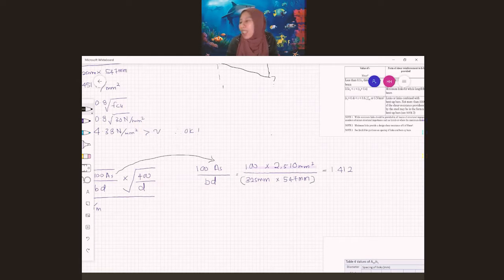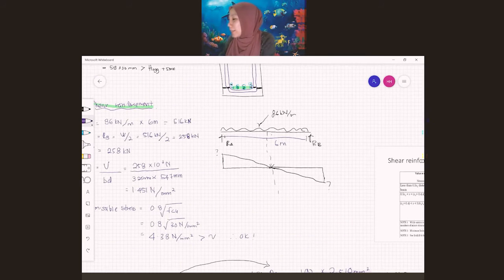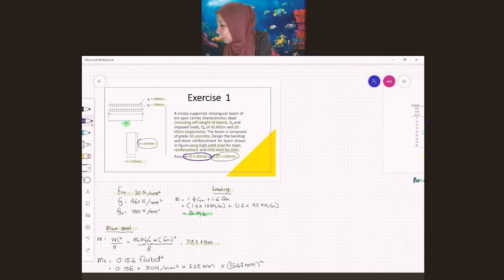Okay, ini I dah round up lah. I dah kira awal sebenarnya. So kita letak, kira lagi 0.79, masukkan je our 100 AS ni. Okay. 1.412. Concrete strength. Yes, concrete strength kita ada 30. Kalau tak salah saya, tengok balik soalan. Our concrete strength is, yes, grade 30. Okay, so FCU kita 30.